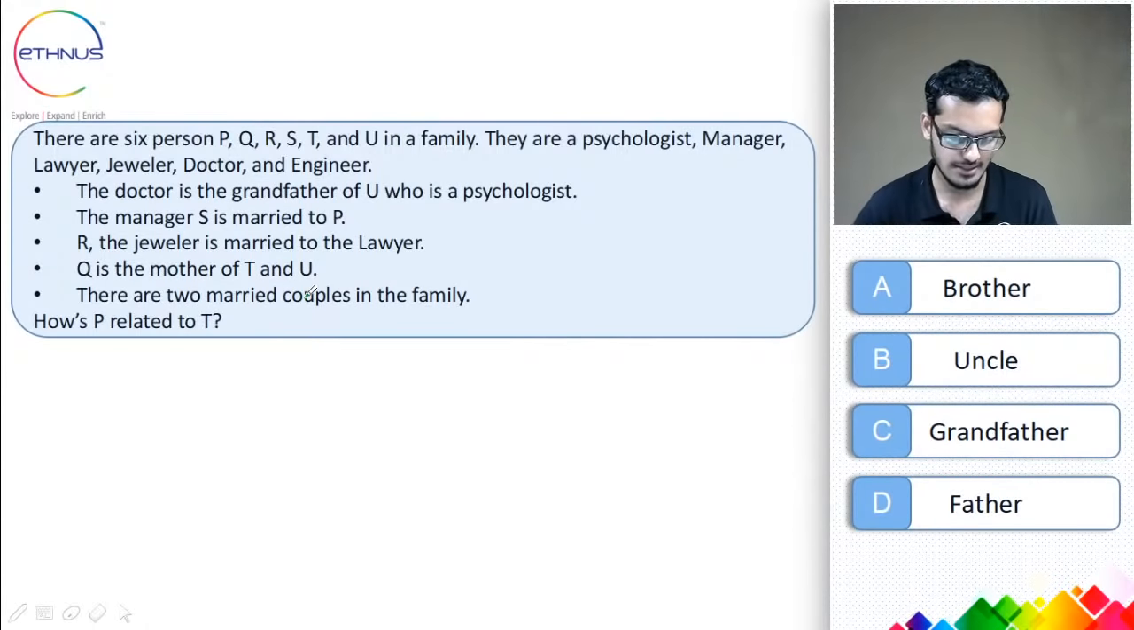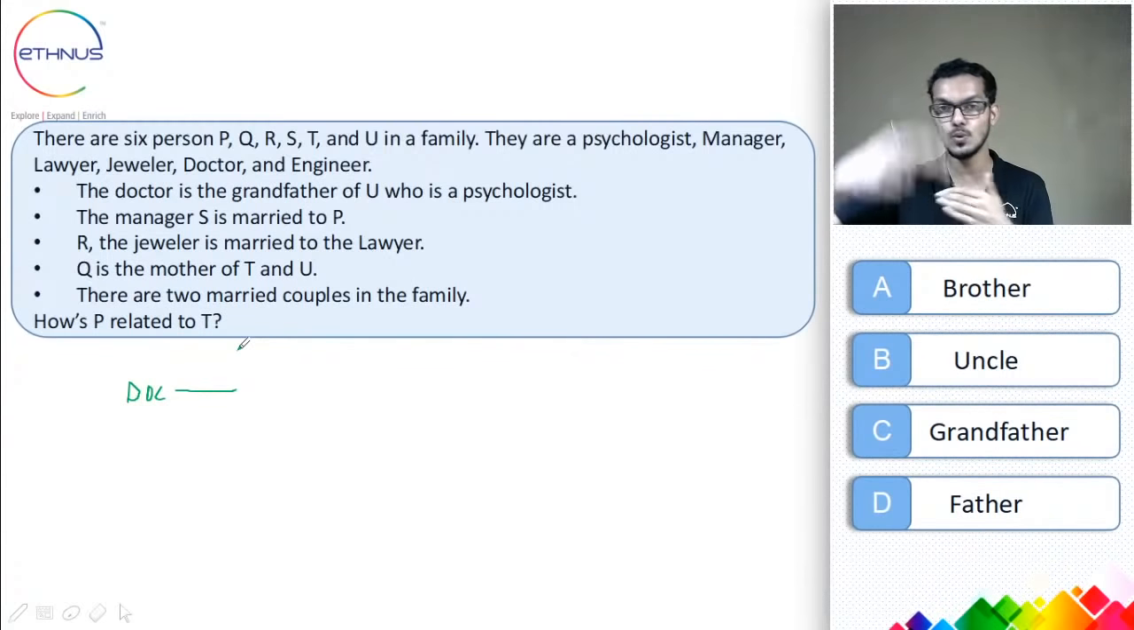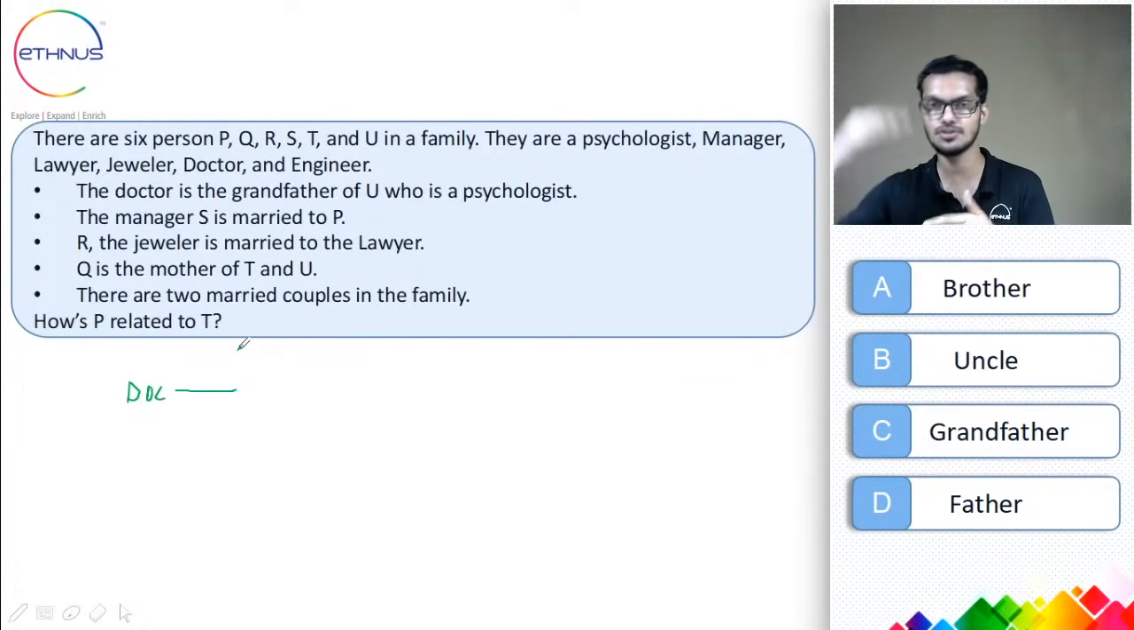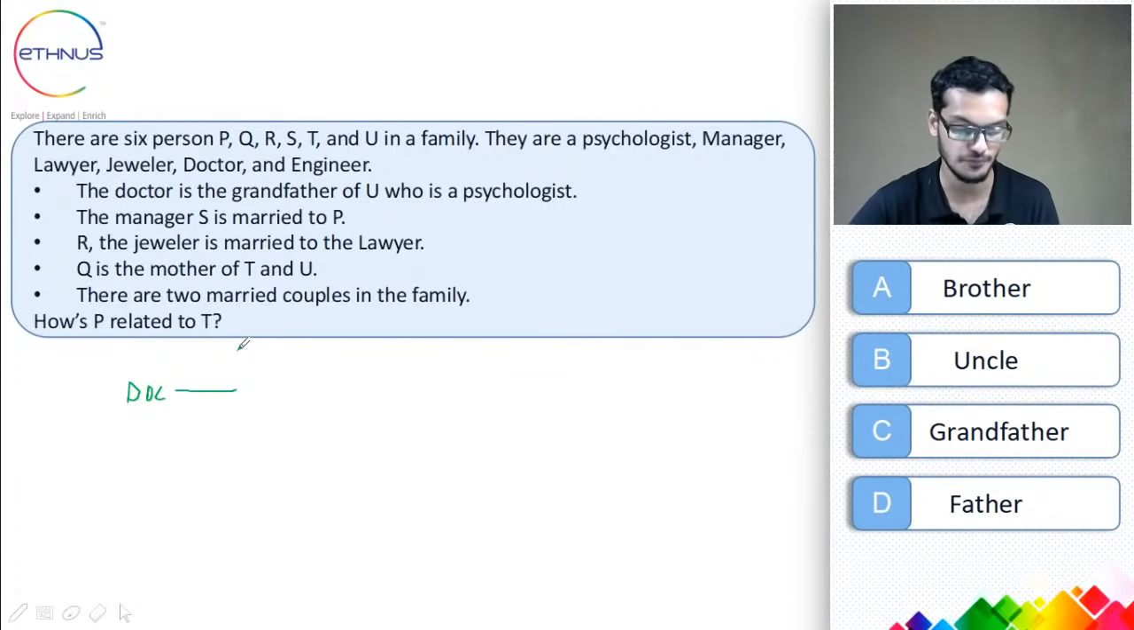Okay. So now let's see the question here. They have mentioned the profession of each one of them. Doctor is grandfather of U, who is a psychologist. So this is one clue. So let me draw that. So doctor is a grandfather. So let me write doctor. He is a grandfather. So if he is a grandfather, he'll be 2 generations above, right? So that is the best way to mention. Each generation has to be mentioned at different levels so that you don't get confused. So doctor is the grandfather of U.